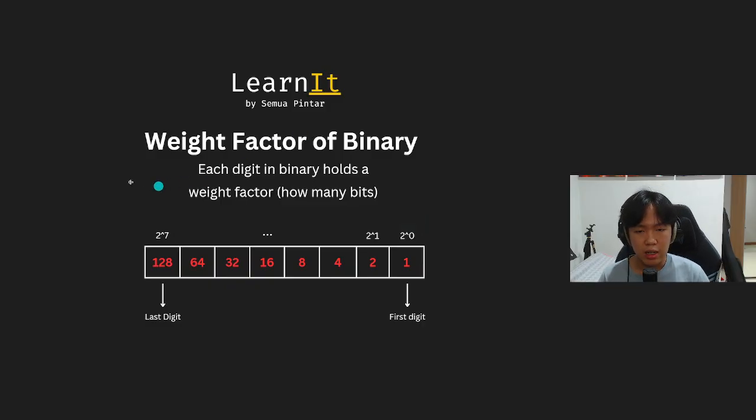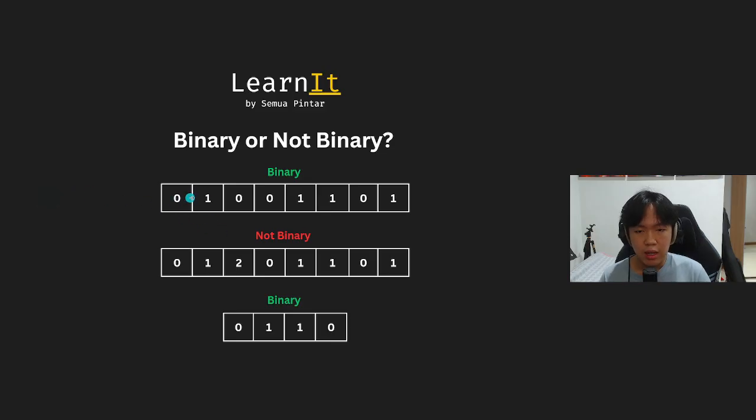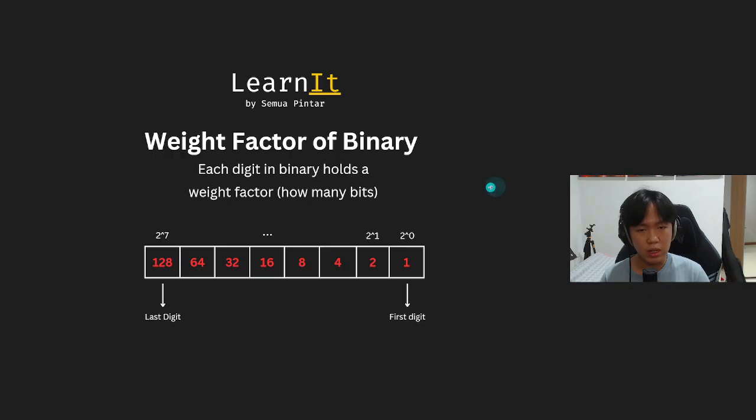Okay, so now let's talk about the weight factor of binary itself. As you can see in the previous slide, there are commonly 8 digits in binary, and each of these digits holds a certain weight factor, and this weight factor determines how many bits the digit stores, which also determines the storage size of the binary itself. But let's not get too deep there. All you need to know is that each binary digit has a weight factor, and it begins from the far right here, as you can see on my cursor.